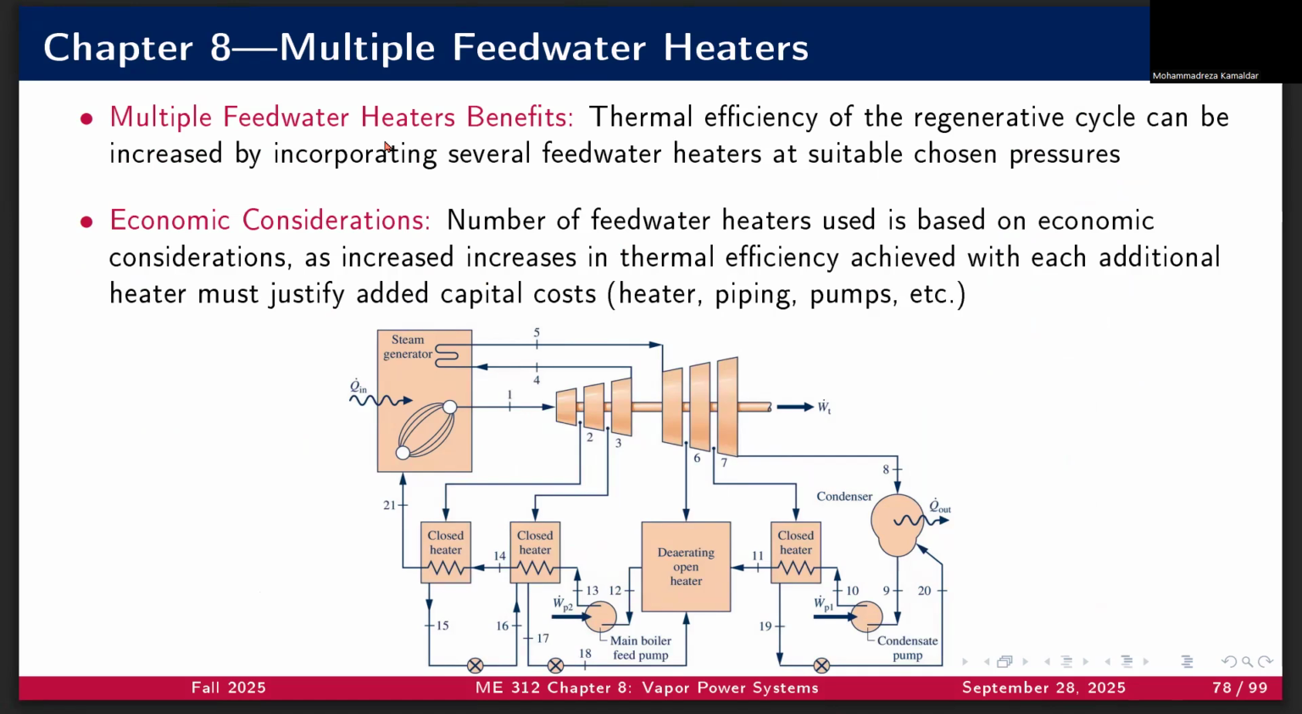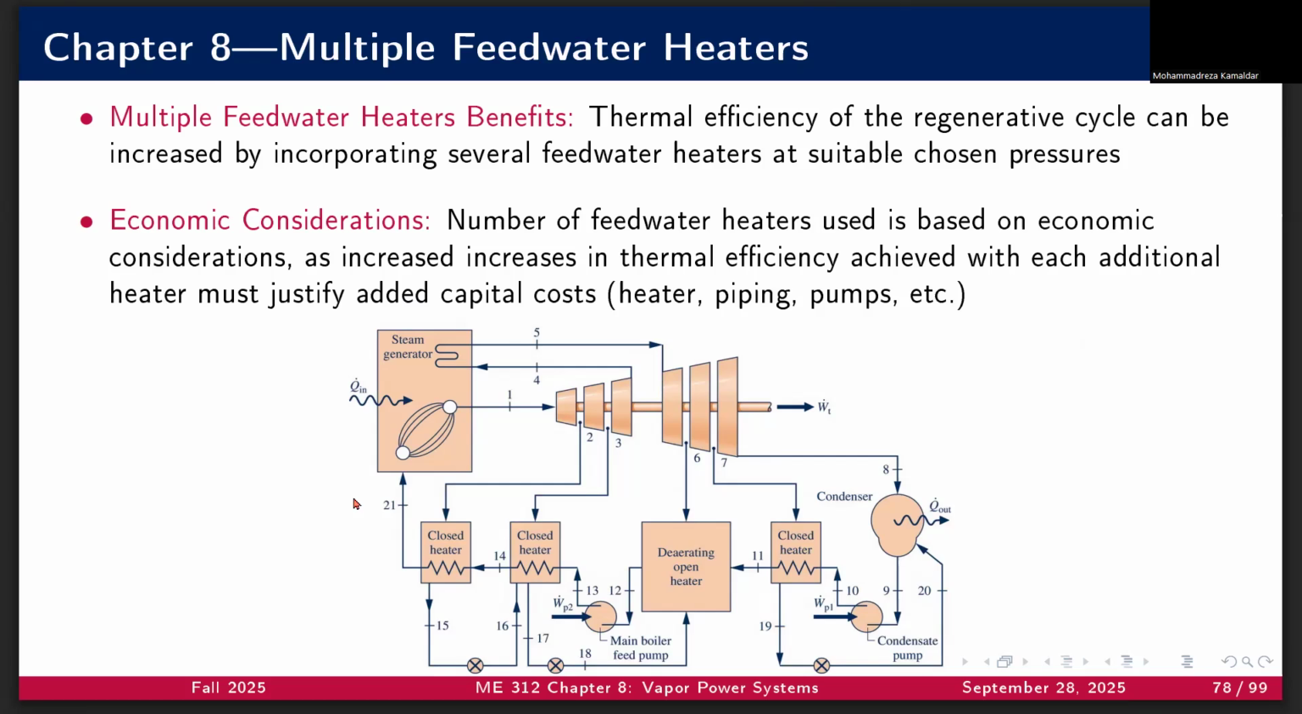So why is this the case? The goal of regeneration is to bring the feed water closer to the saturation temperature corresponding to the boiler pressure before it enters the boiler, right? So by using multiple stages of preheating, we incrementally reduce the temperature difference between the heating fluid, the extracted steam, and the heated fluid, basically the feed water, in each stage.